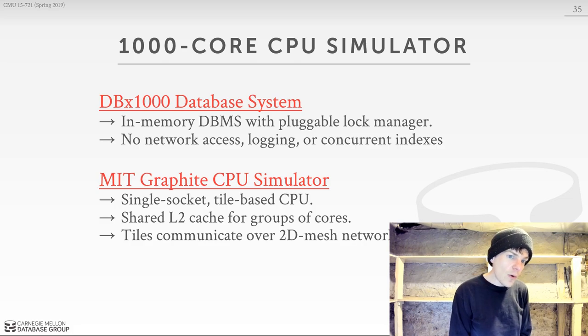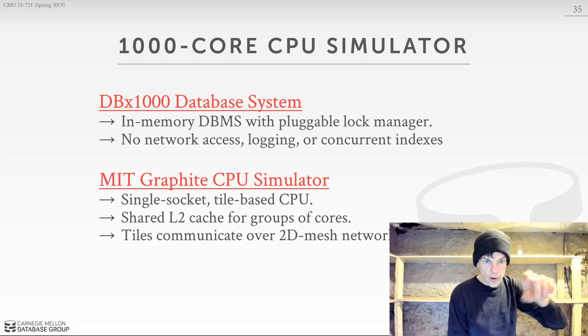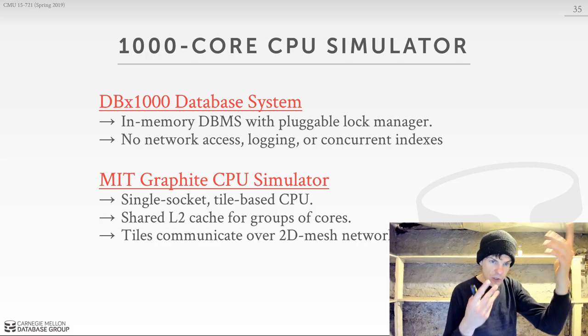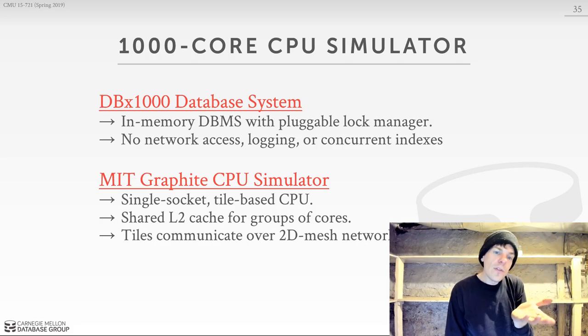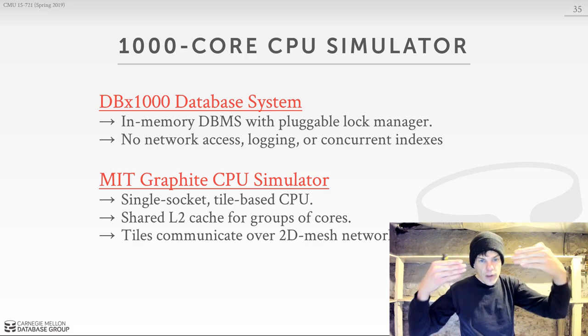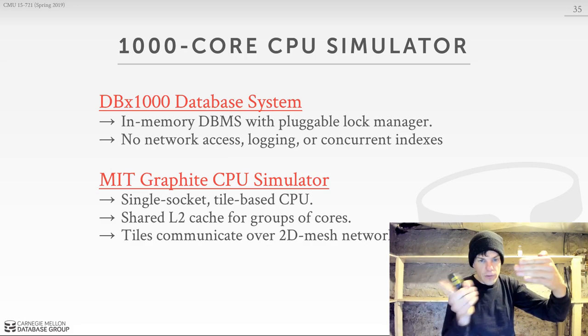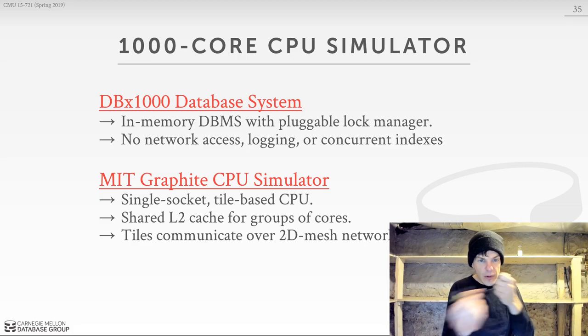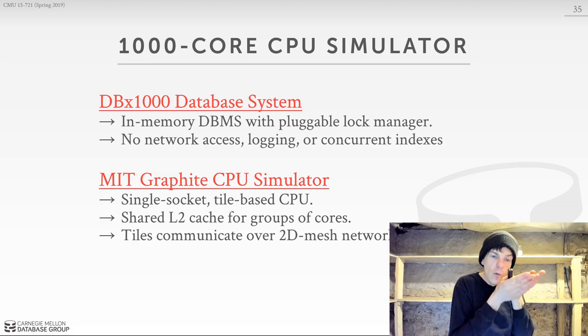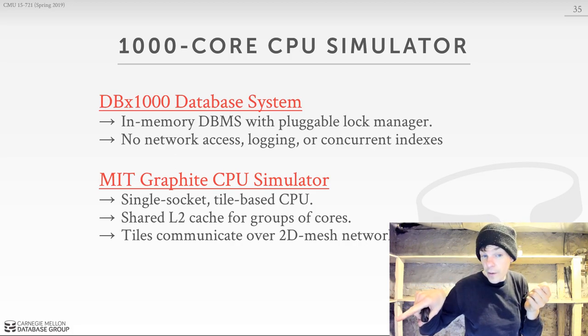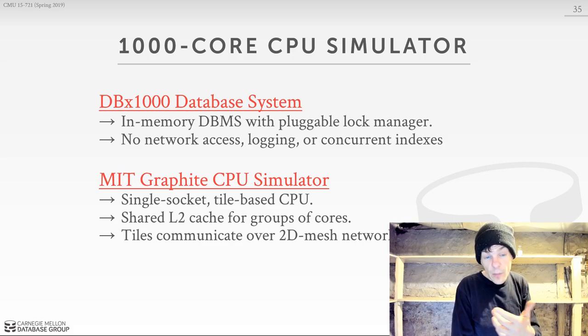So the way to think about what Graphite is simulating, it's a single socket tile-based CPU where there's a two-dimensional mesh network that allows cores to communicate with each other. Think about this as, when we talk about the Xeons and the QPI, that's a NUMA system where you have two CPU sockets and there's a bus in between the two of them that allows them to communicate, but I can communicate with the cores in my socket much more quickly than I can communicate with the cores on the other socket. Right, so that's a NUMA architecture, non-uniform memory access.